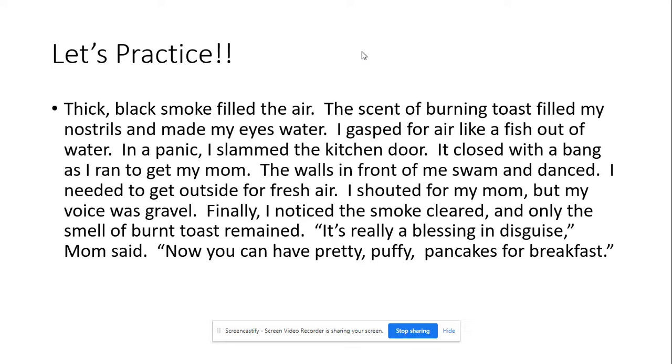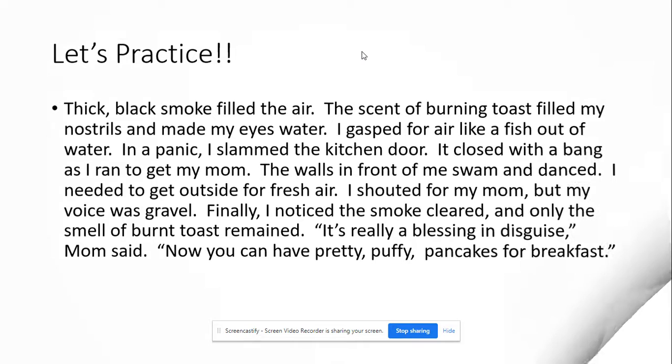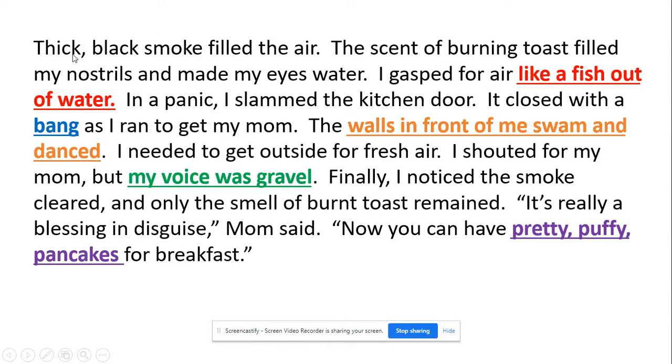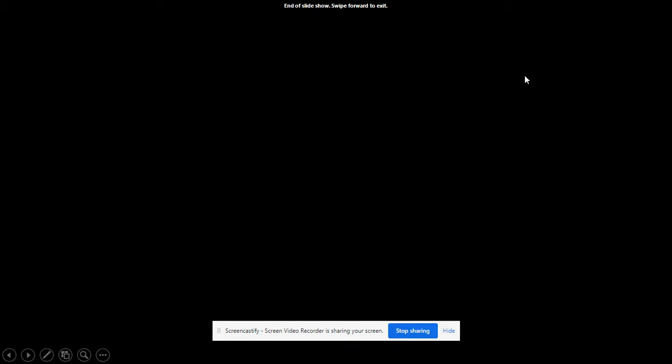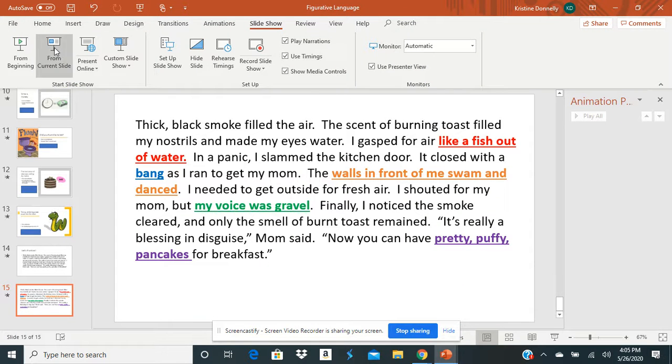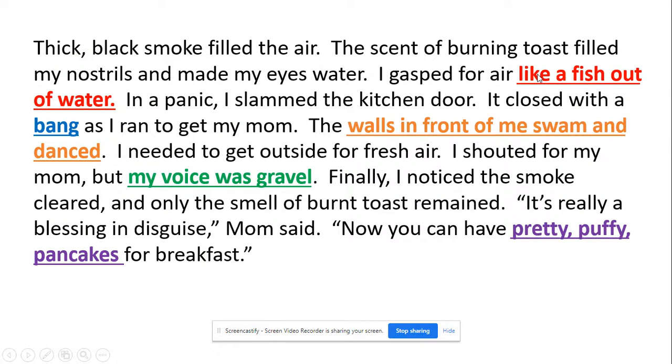Okay, let's get those highlighters or colored pencils ready, whatever you feel more comfortable with. We're going to look at this paragraph. You can see I have some things underlined here and I have them color-coded as well. Thick black smoke filled the air. The scent of burning toast filled my nostrils and made my eyes water. I gasped for air like a fish out of water. Right here, you can either highlight this or underline it with a different color. You can use a red color pencil or you can just highlight it: like a fish out of water.